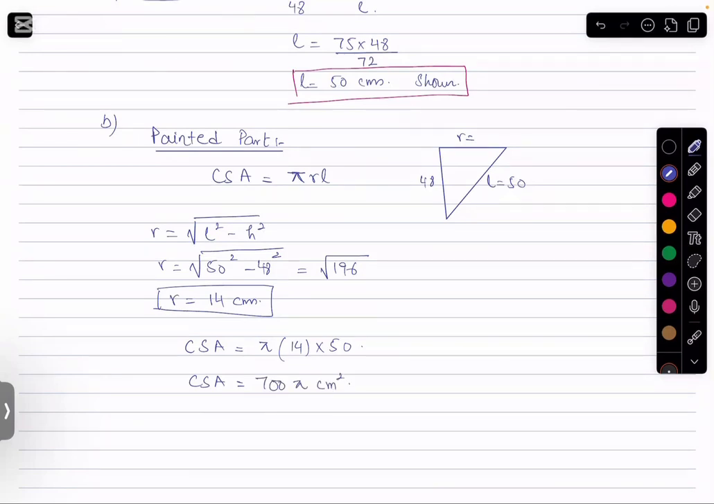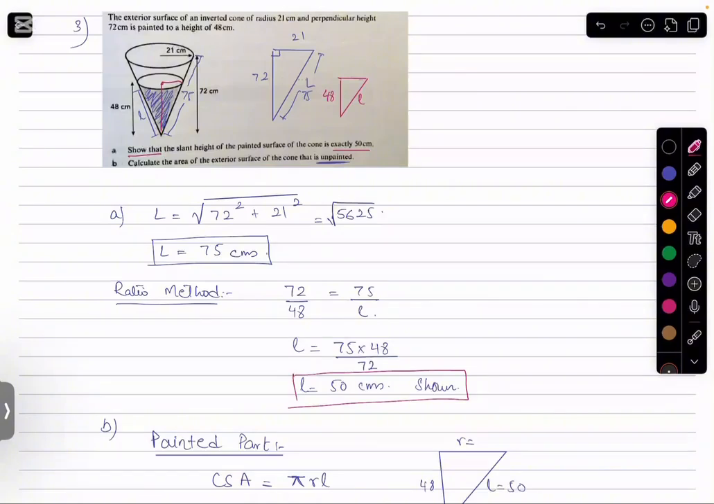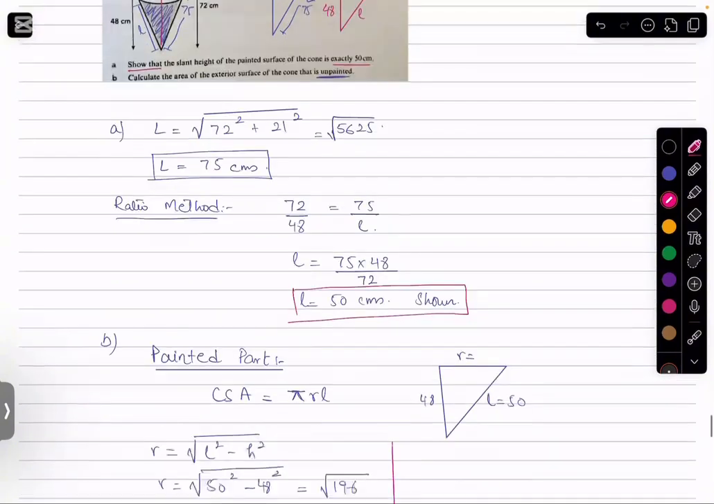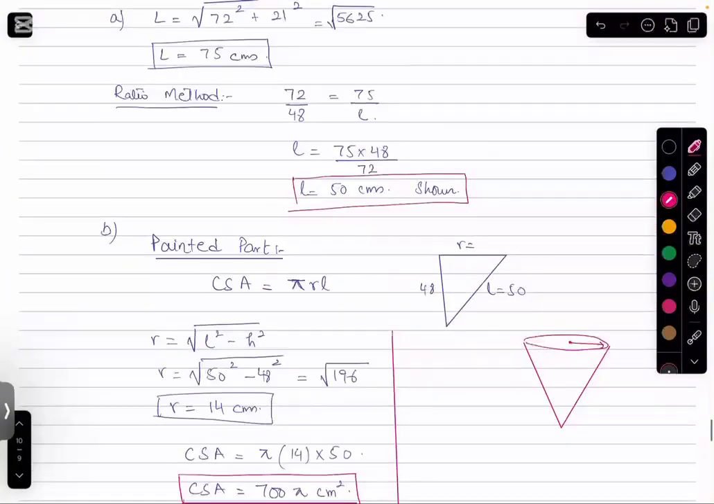centimeters squared. Again, please see that the units are important. If you're finding the curved surface area, please do write this as the curved surface area. So this is for the painted part. We have the curved surface area. Then if I look at this whole cone, I can get the curved surface area of the entire cone, because I can subtract it. The entire cone has the radius as 21, the height as 72, and the slant height, which was 75.